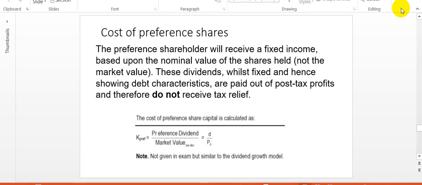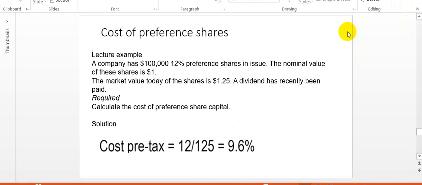The formula for computing cost of preference shares is given as Kpref equals preference dividend divided by market value ex-div, or D over P0. Again, take note that this formula is not given in the exams, so you need to memorize it. We apply it in the question.